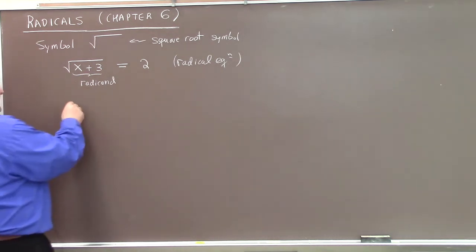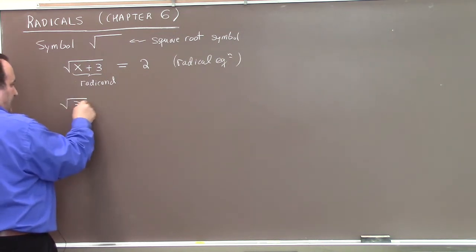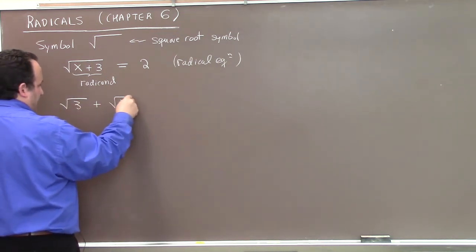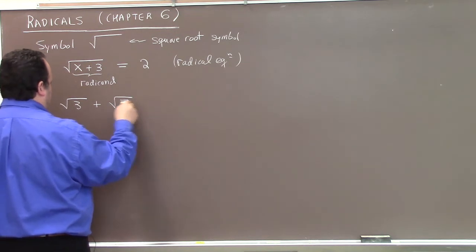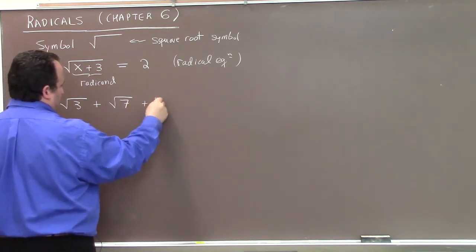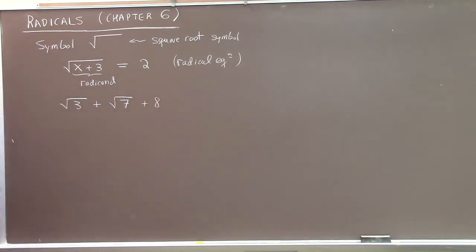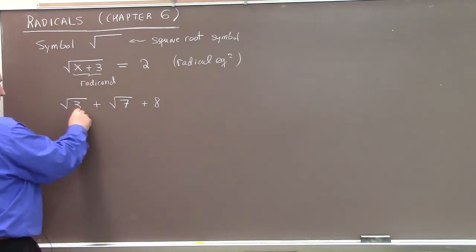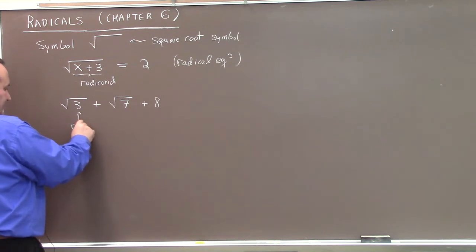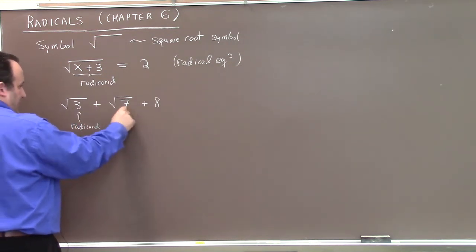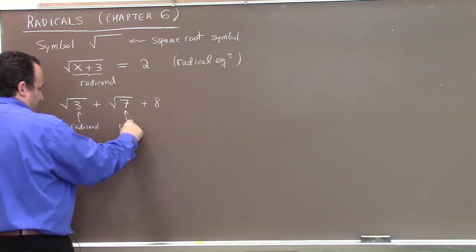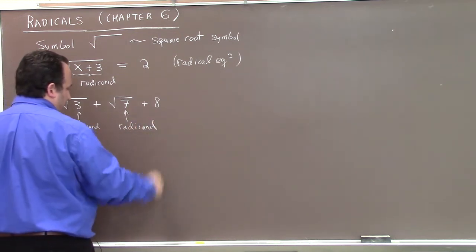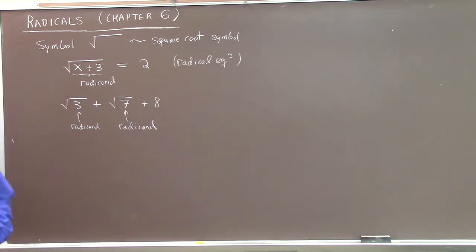A radical expression could be something like this: the square root of 3 plus the square root of 7, plus 8. There you go. This would be a radical expression. So the 8 is just there. Here, the radicand is 3 in that one. Here, the radicand is 7. All right.